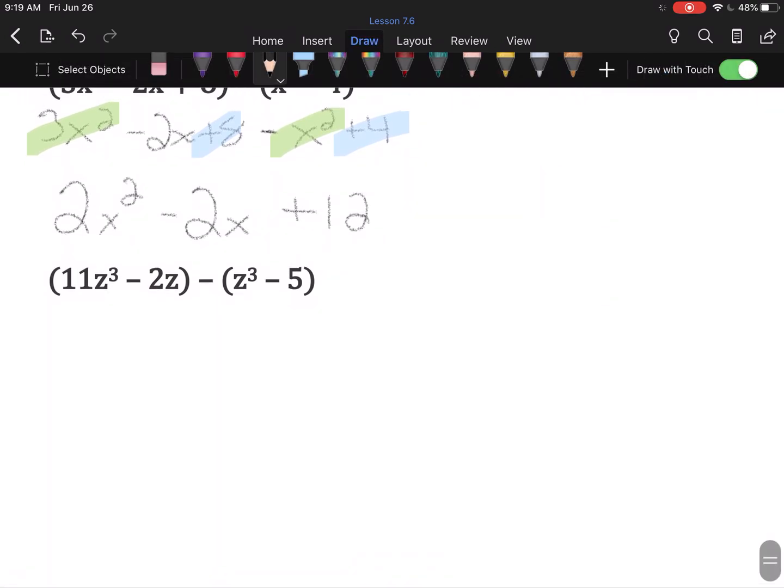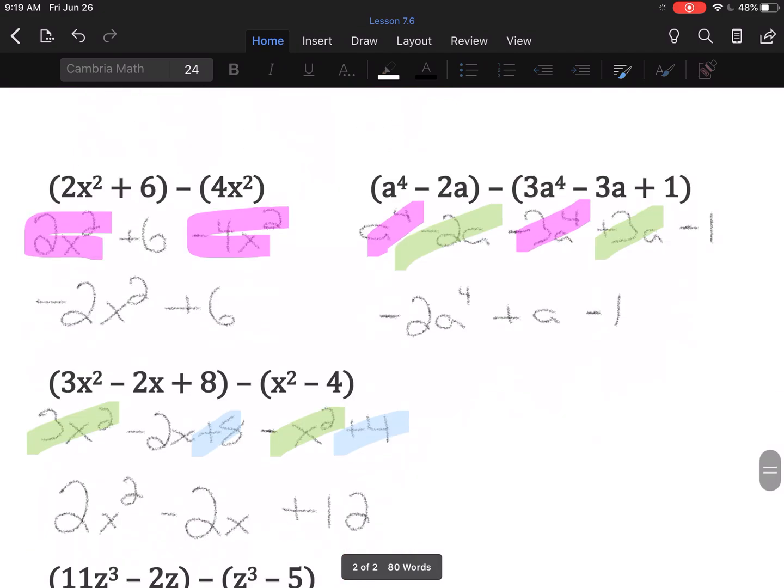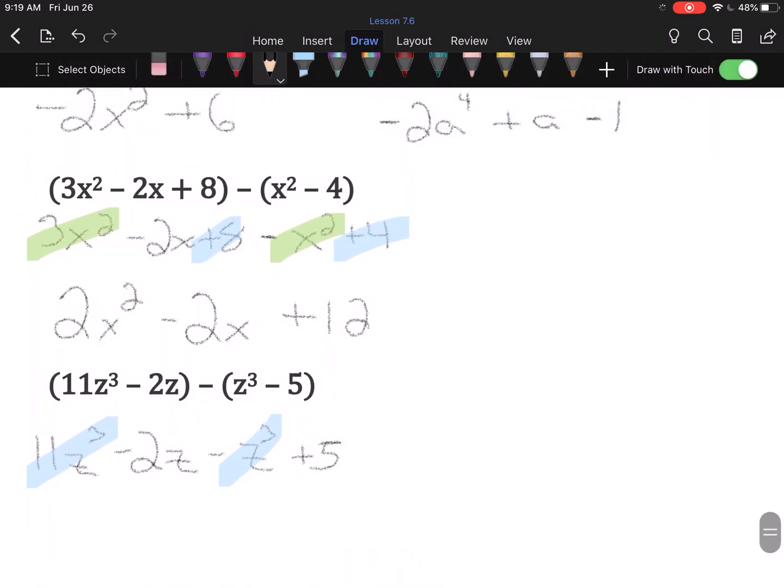And one last thing here. First set of parentheses doesn't change. Second set, so the z cubed becomes negative. The 5 becomes positive. They change signs. So I've got some z cubed things. And that's it as far as stuff that combines. So 11 minus 1 is 10z cubed. The minus 2z comes along. The plus 5 comes along.